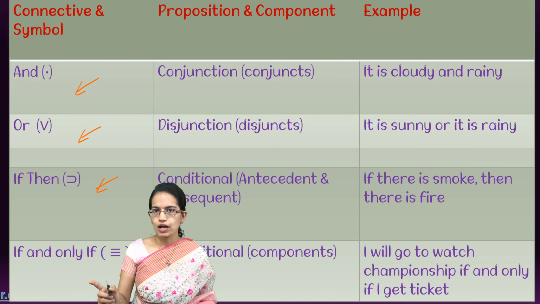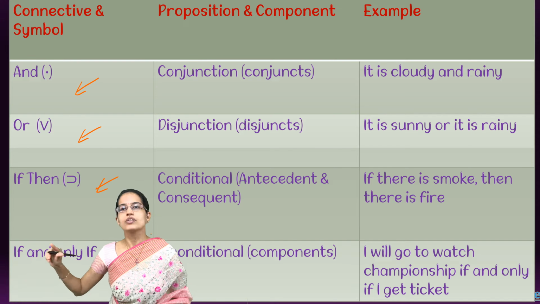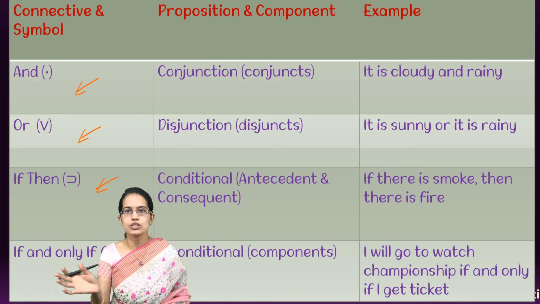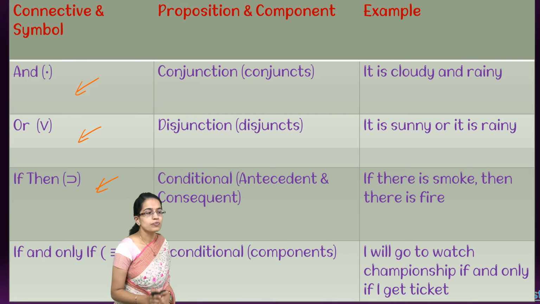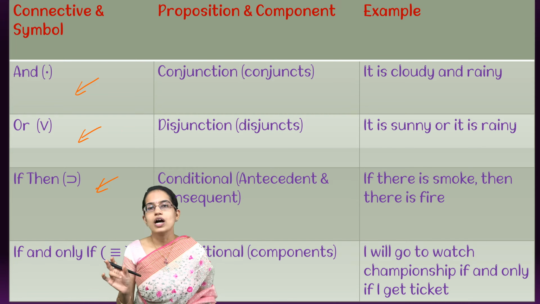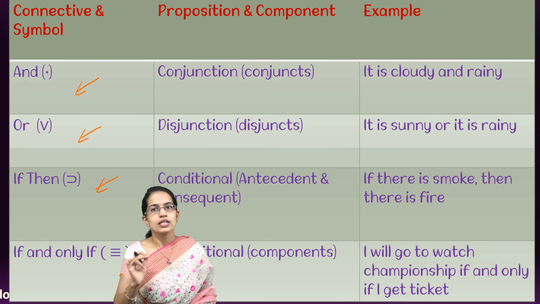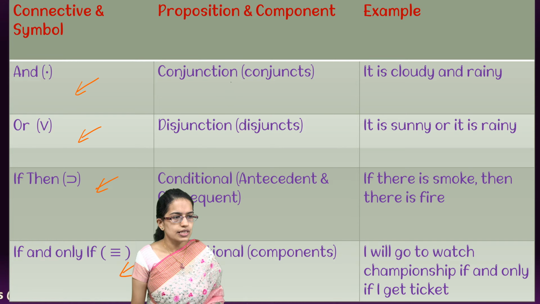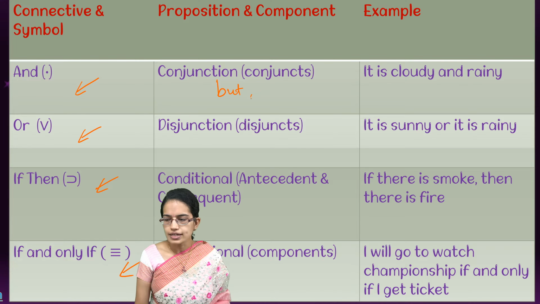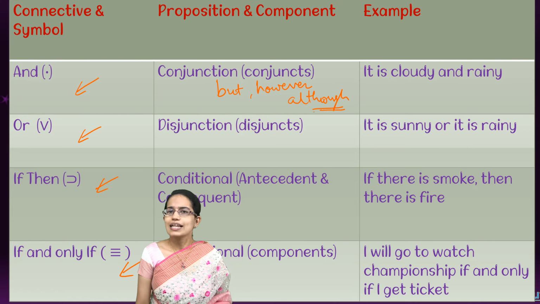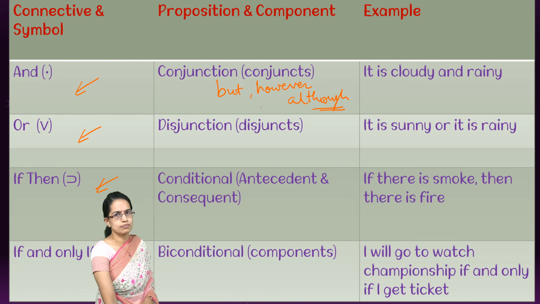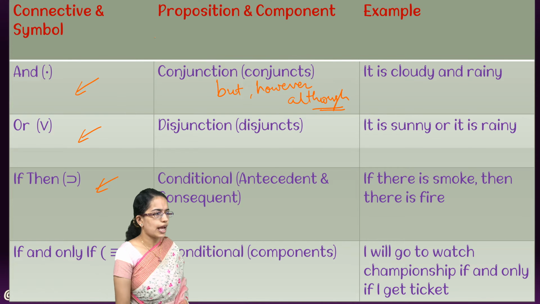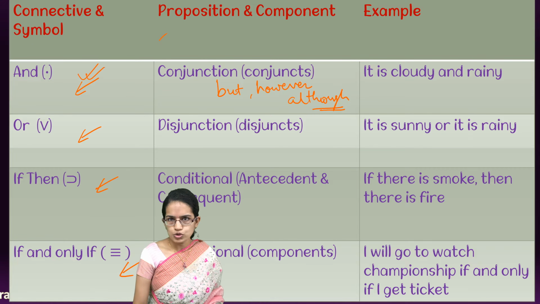When I say it is cloudy and I say it is not cloudy, so it is not cloudy is a negation of the proposition that I have. Now when I am using the words and, or, and is a conjunction. There are other conjunctions as well. For example, important ones are but, however and although. But in logic, these three are less commonly heard of. The most common conjunction that we use is and.